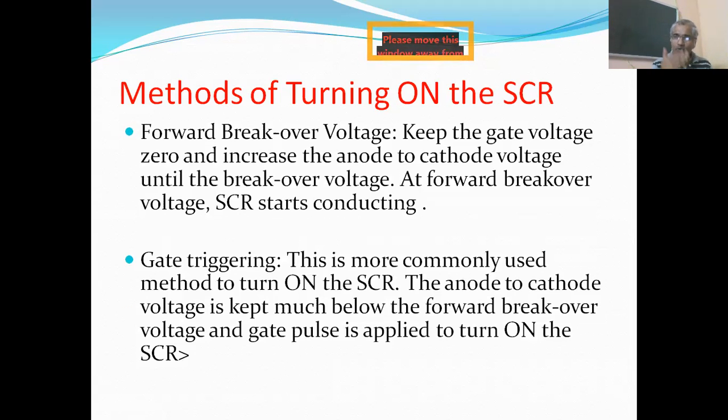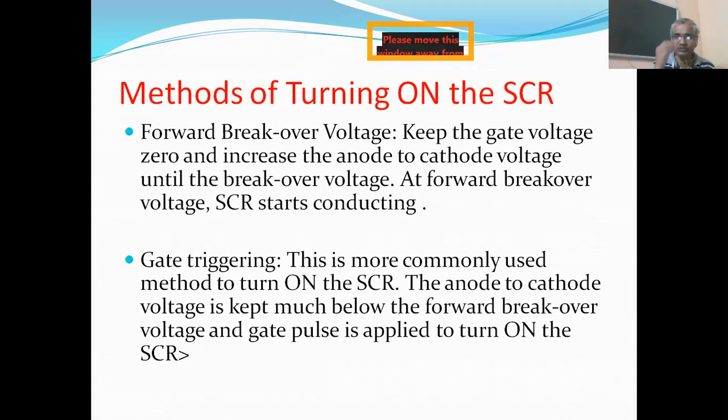Now, how to turn on the SCR? Now there are two ways to turn on the SCR. One is to keep the gate voltage fixed and increase the anode to cathode voltage. First method is forward breakover voltage. So keep the gate voltage 0 or at some value and increase the anode to cathode voltage until the breakover voltage. And at the forward breakover voltage, the SCR starts conducting.